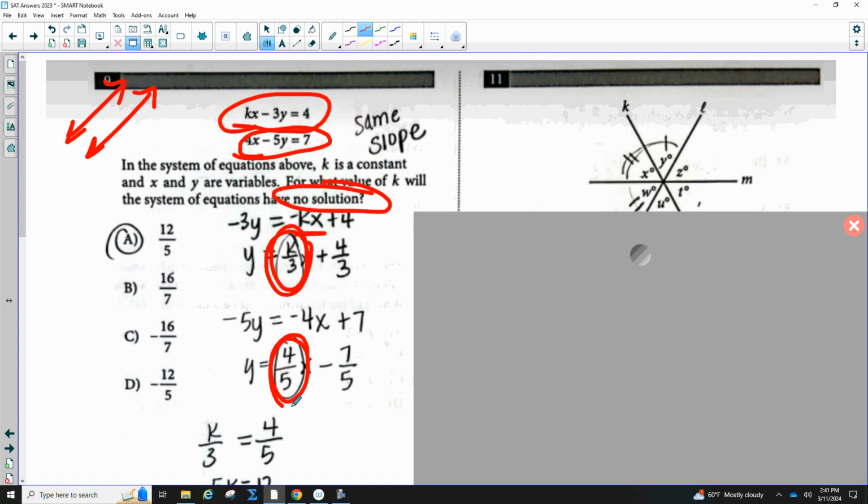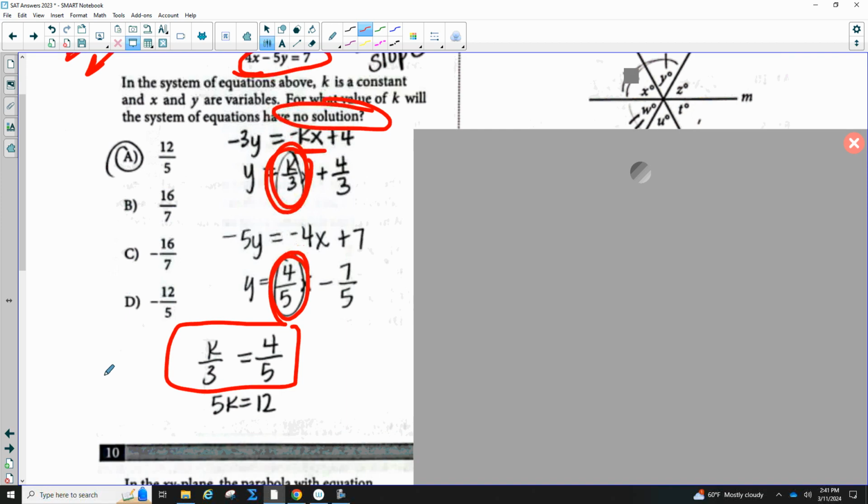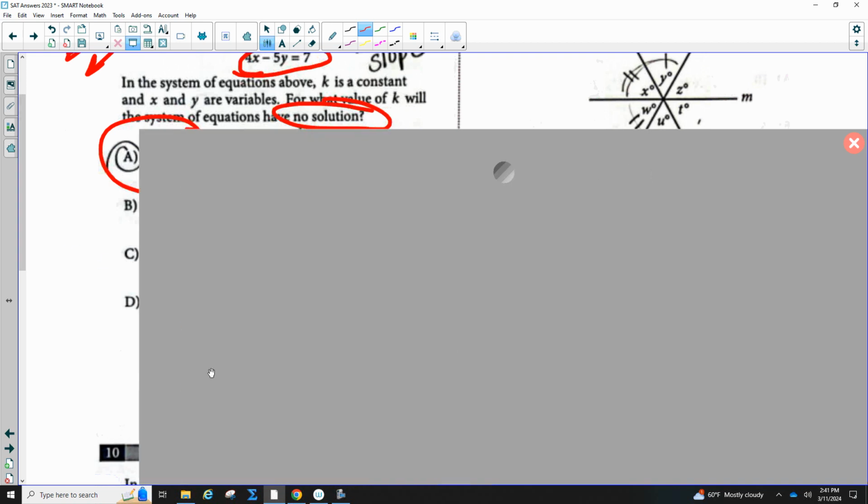And if you set them equal, you can just cross multiply to solve for k. All right, so when you cross multiply, you get 5k equals 12, divide both sides by 5, and we get k equals 12/5. So both of them have to have that slope of 12/5 to never cross, to be no solution, okay? All right, number 10, what did you guys get?